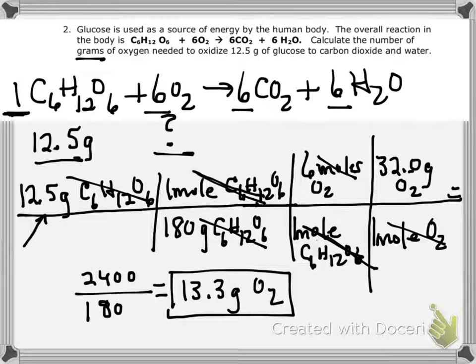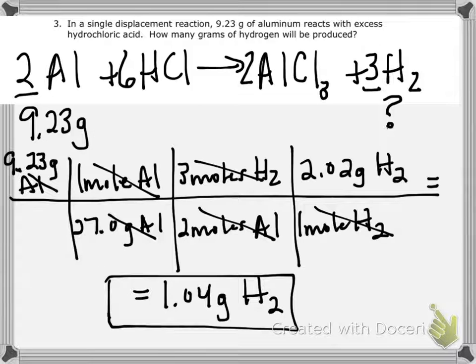So I'm going to multiply all the numbers across on the top, which gave me 2,400, and I'm going to multiply the number across on the bottom, which was just 180. And when I divide it and rounded to 3 significant figures because of my measured number from the problem, I end up with 13.3 grams of oxygen.